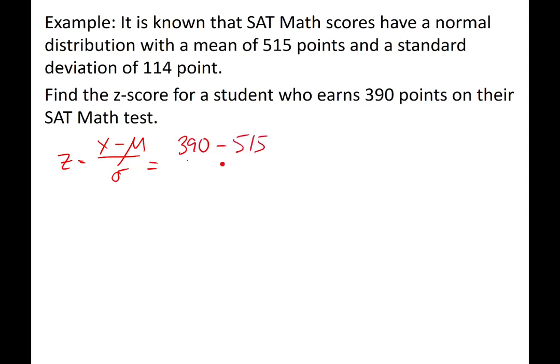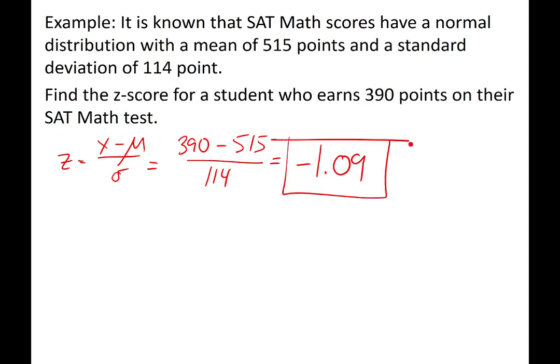So they scored a 390. The mean was 515. Standard deviation was 114. And if you calculate that, we get negative 1.09. So it tells us this person is 1.09 standard deviations below average.